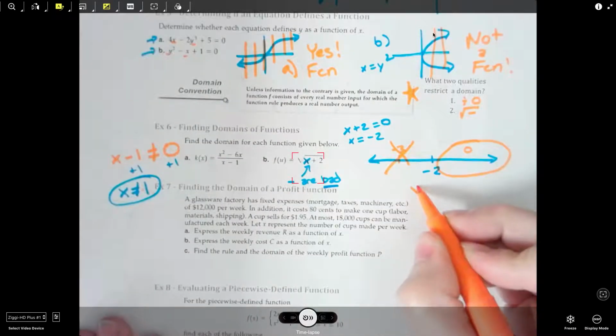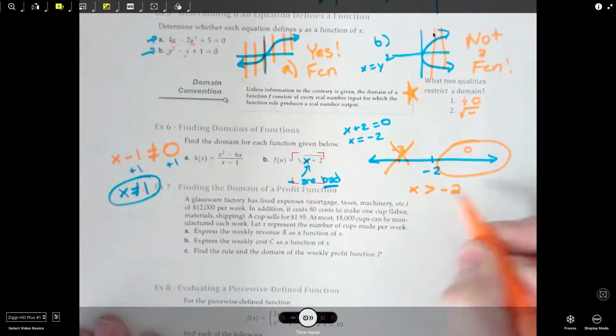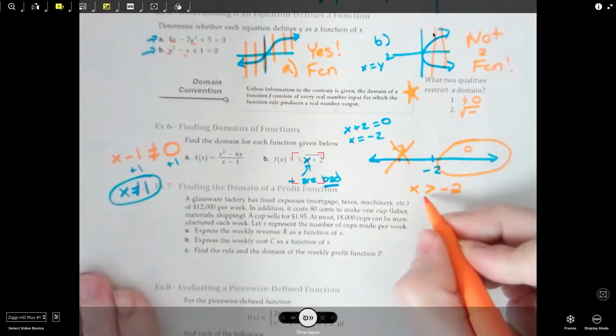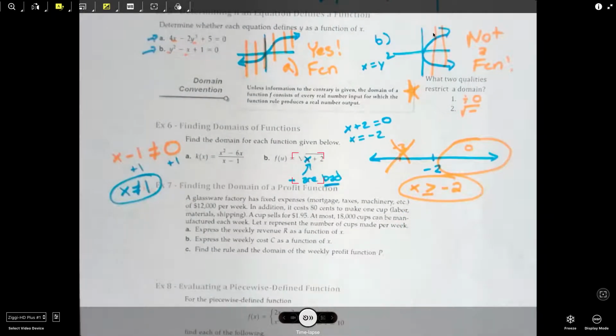So it's x's that are greater than negative 2. Can it be equal to negative 2? Can I do negative 2 plus 2? Can I do the square root of 0? Yes, I can. So this should be greater than or equal to negative 2. And that's what my domain is: all numbers that are greater than or equal to negative 2.